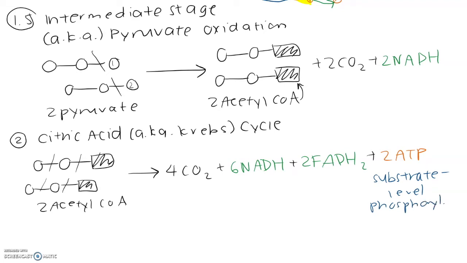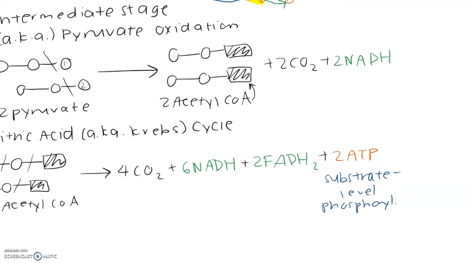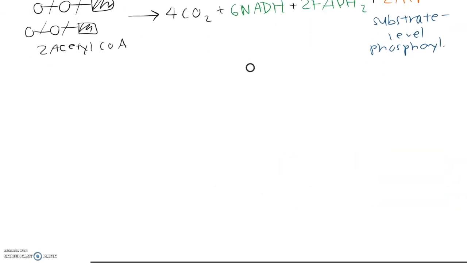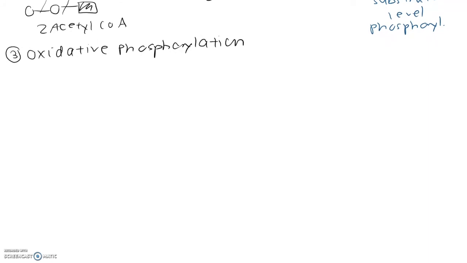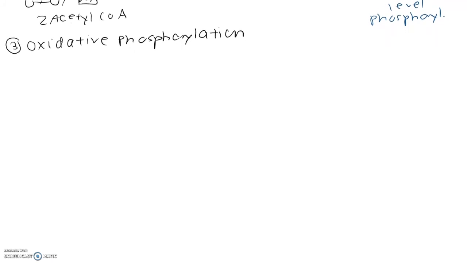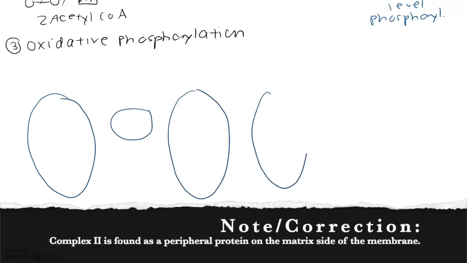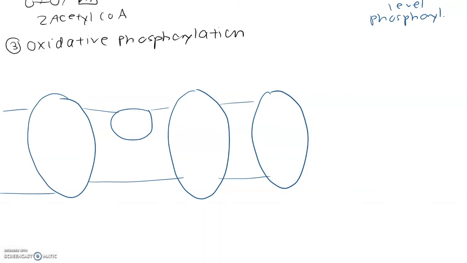At this point in time, we are ready to move into our last stage of cellular respiration, which is oxidative phosphorylation, stage 3. So this is where the electron carriers play a very important role. They're going to bring those electrons to something known as the electron transport chain. And so what I'm going to draw for you here are some proteins. There's 4 of them. Okay, and these proteins are embedded in the inner membrane of the mitochondria.